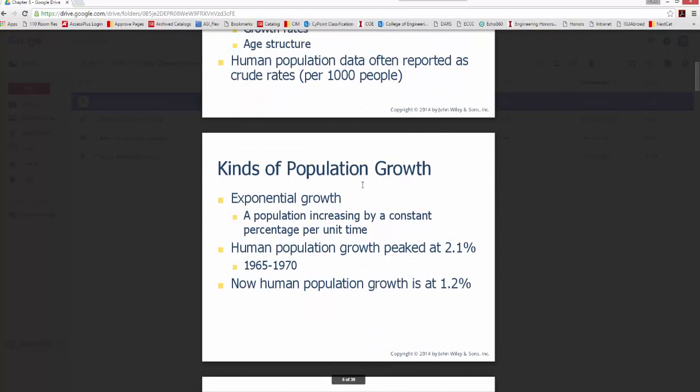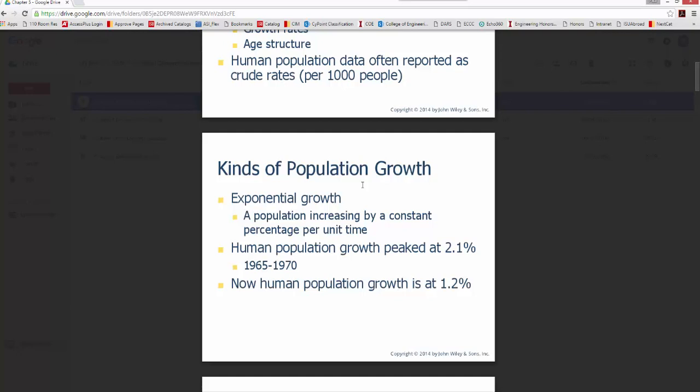Now, the types of population growth, we actually talked about this in the last chapter. We talked about exponential growth. And recall, in fact, your quiz that you're working on this week, one of the questions has an answer of exponential growth, and that's simply a population increasing by a constant percentage per unit time. So let's just say a 2% increase per year, or a 2% increase per every 10 years. It's just a constant percentage.